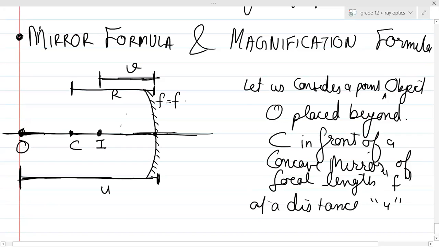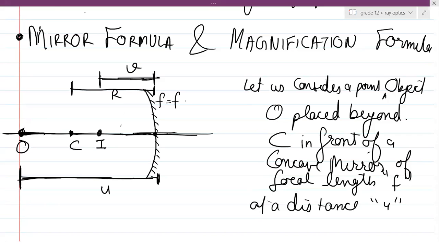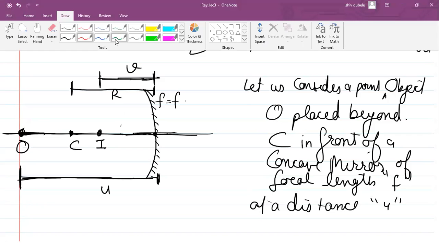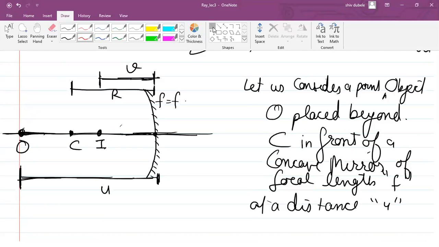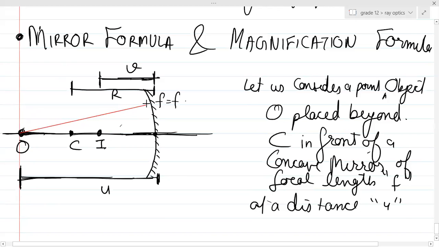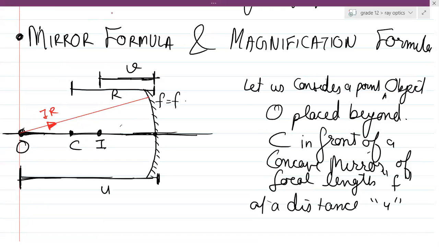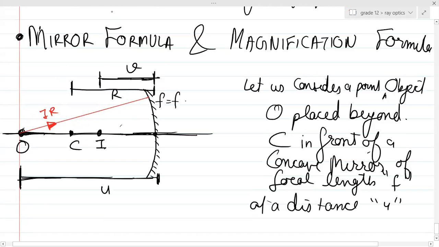Now tell me, suppose I have an incident ray up, can you see over here? The object is taken as a point object, and whatever incident rays I'll take will be paraxial rays, right? So let us draw an incident ray. Can you see an incident ray from the object traveling to the mirror and striking? Yes or no, people?